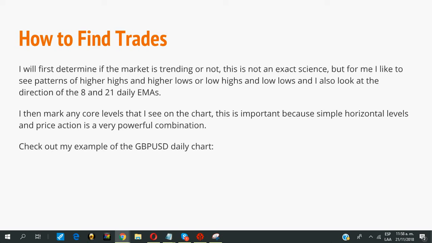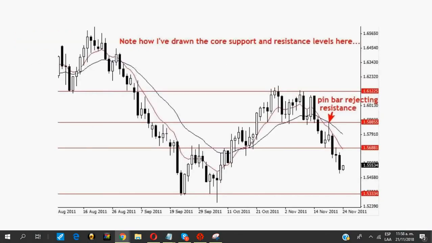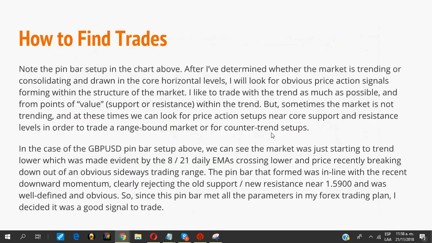I then mark any core levels that I see on the chart. This is so important because simple horizontal levels and price action is a very powerful combination. Check out my example of the pound-dollar daily chart. As you can see, I draw the support and resistance levels and I place the 8 and 21 EMAs. Note the pin bar setup in the chart above.